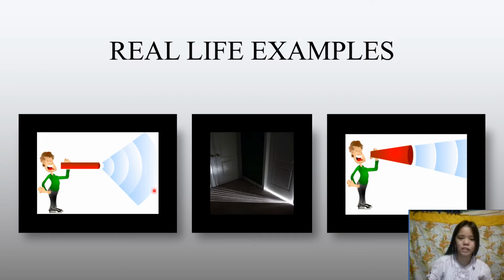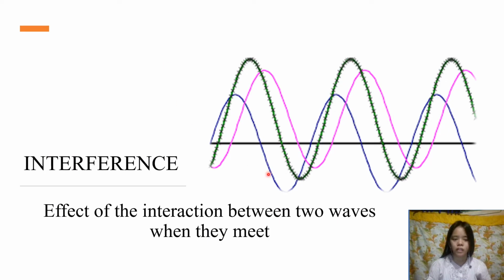It came out big. While here we have some sort of megaphone. So when the wave comes out, because it has a bigger hole, the wave comes out not much bigger than this one. So here we have also the light, wherein there's a small slit from the door, so it comes out as a big wave. So last is the interference, wherein the effect of the interaction between two waves when they meet.